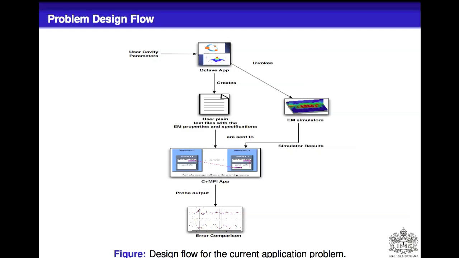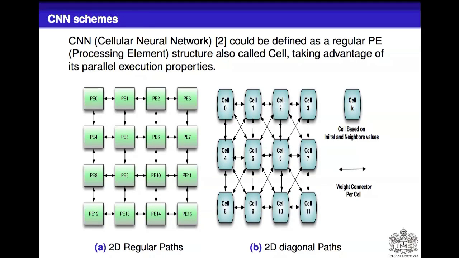And the Octave app is used to invoke some EM simulators, as you see in the figure, and to create a user plain text that is used to connect the MPI app with the EM simulator results, and finally give the user the possibility to make an evaluation or a numerical error comparison between the FDTD custom implementation and the EM simulator implementation. Okay, this is the general design flow for the problem and the possible solution for us. Let's specify this in the later sections.